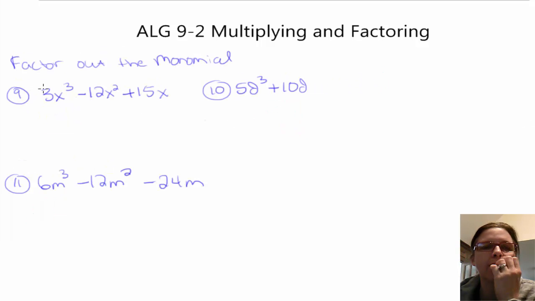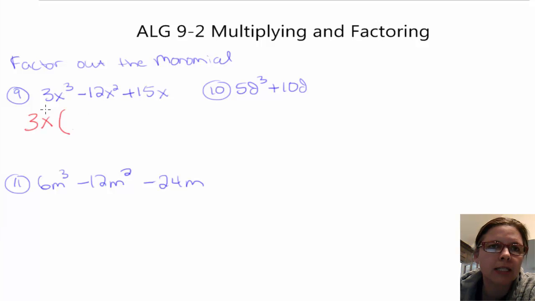Okay, last one, to factor out the monomial. So on here, you're going to find the greatest common factor. So what will come out of all of these? Well, again, look at your smallest number. Will 3 go into all of those? Yes. And also x. Okay, and then you make a parentheses, and then you're kind of doing the opposite of the distributive property.